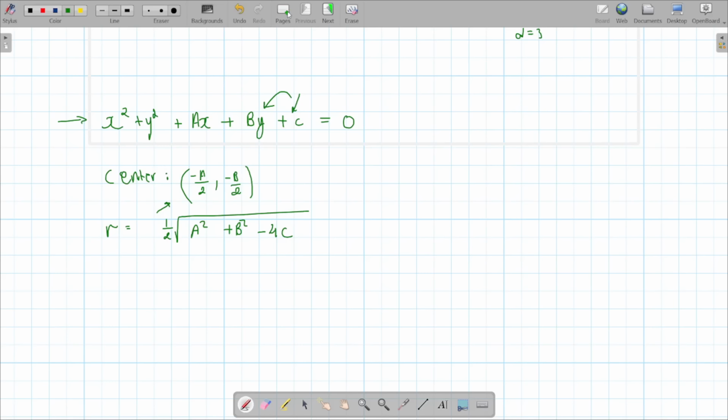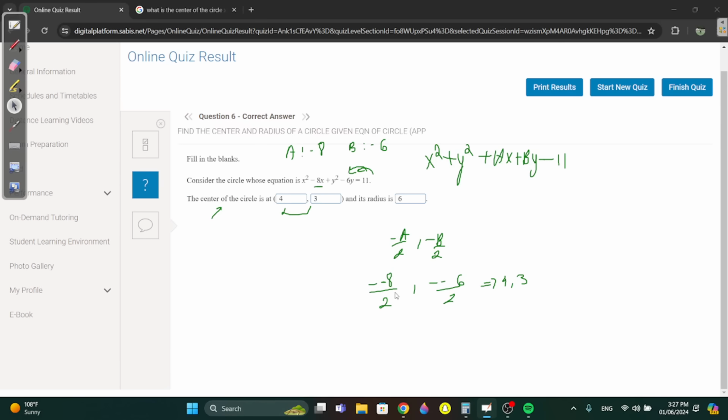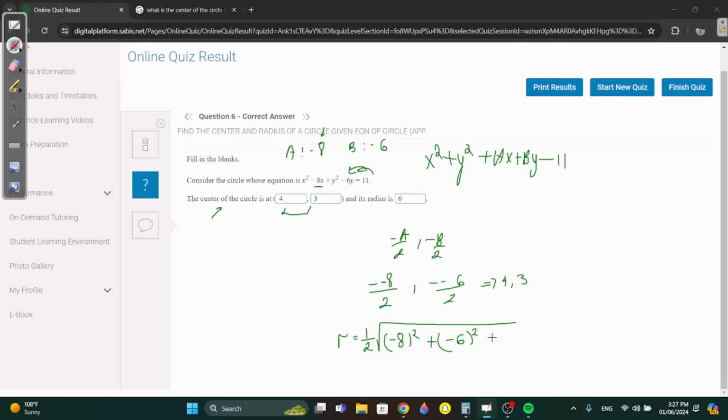If you remember the radius from the equations I gave you, the radius is half radical a squared plus b squared minus 4c. I'm not sure if that works here. I don't know. I'll see now. So the radius equals half radical a squared, so negative 8 squared, plus b squared, which is negative 6 squared, minus 4 times c, which is, oh, c is minus 11. See, I'm not sure if this works here, but let me see.